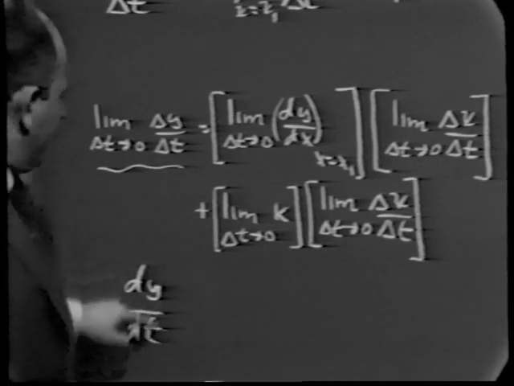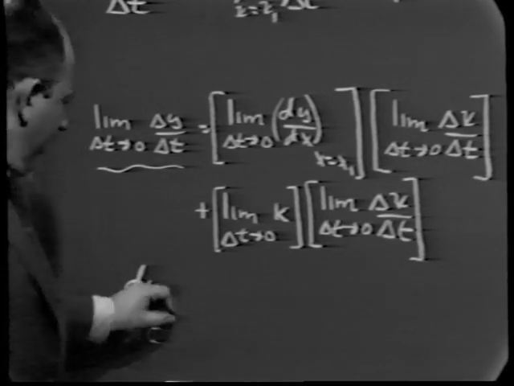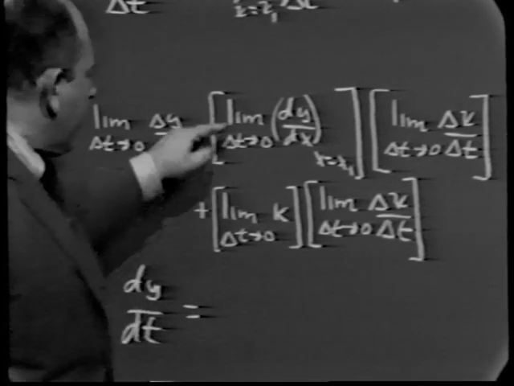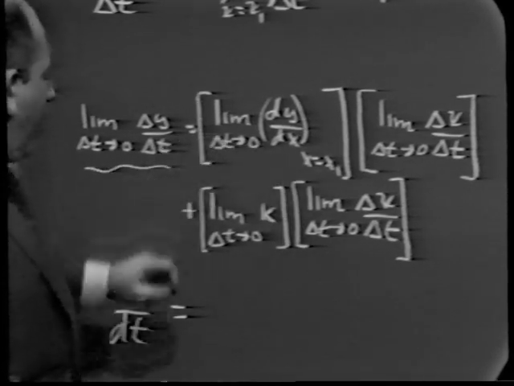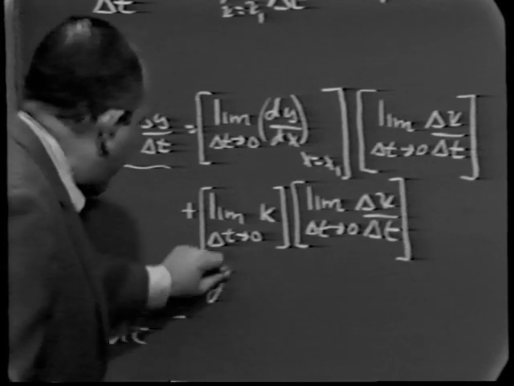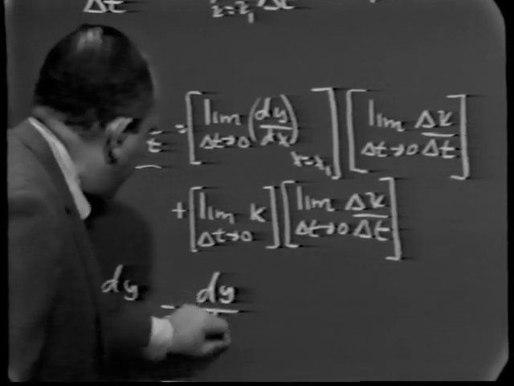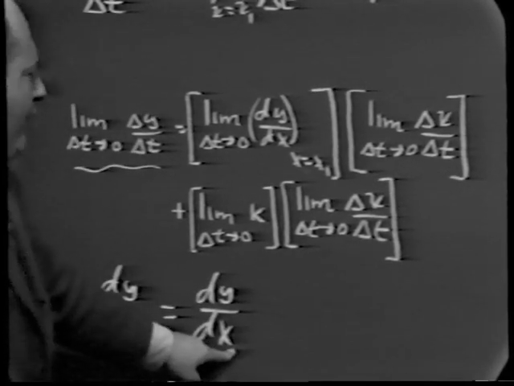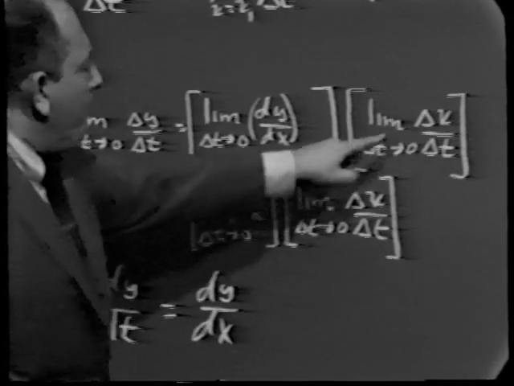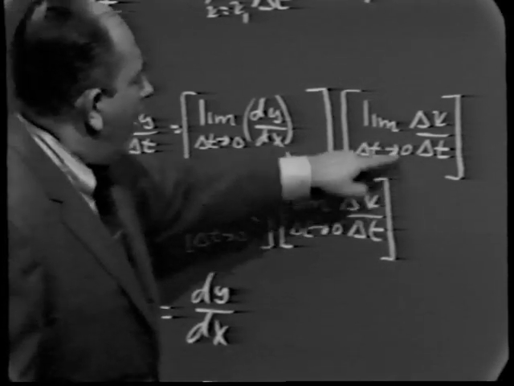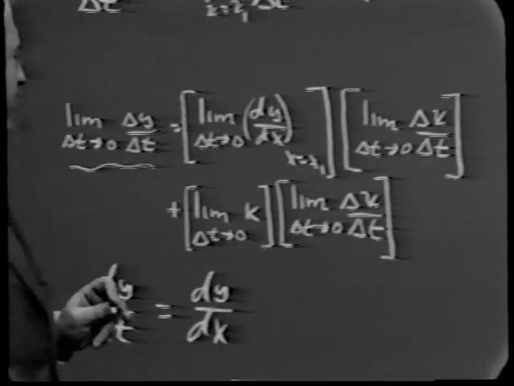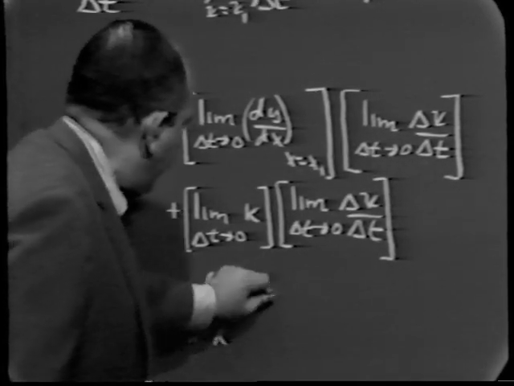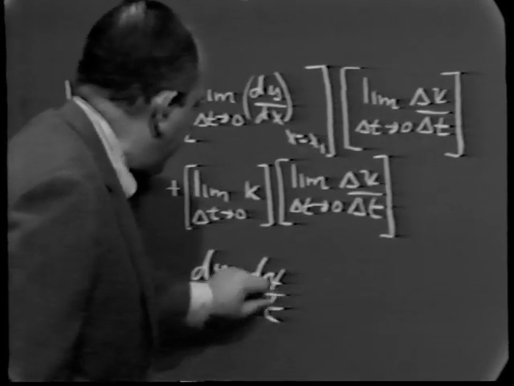For the sake of brevity, I'll leave out subscripts now. This is a constant. This is a constant. And the limit of a constant as delta t approaches 0 is just that constant, which I'll call dy dx. It's understood that this is evaluated at x equals x1. By definition, the limit of delta x divided by delta t as delta t approaches 0 is called dx dt.